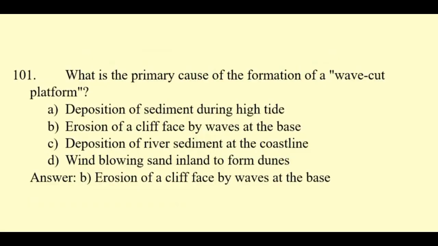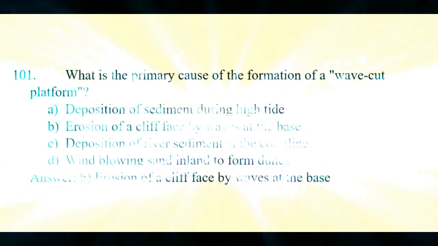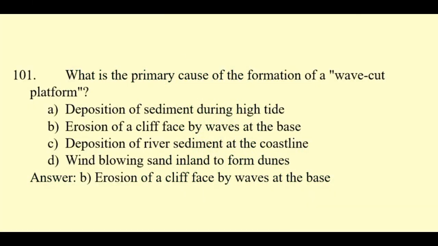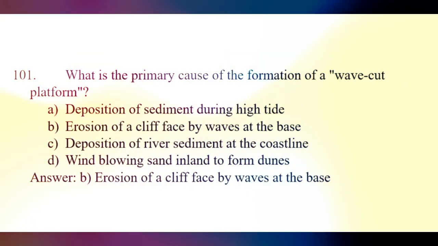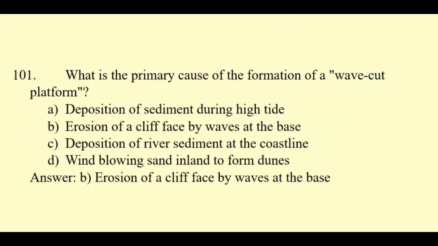Question 101. What is the primary cause of the formation of a wave-cut platform? Deposition of sediment during high tide, erosion of a cliff face by waves at the base, deposition of river sediment at the coastline, wind blowing sand inland to form dunes. Here the correct answer will be erosion of a cliff face by waves at the base, because a wave-cut platform is an erosional landform of the coastal area.